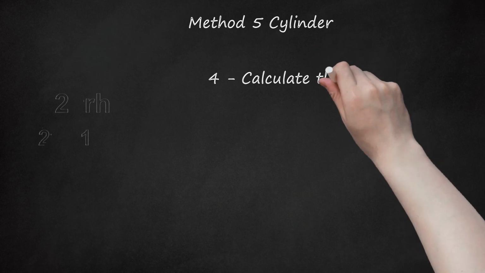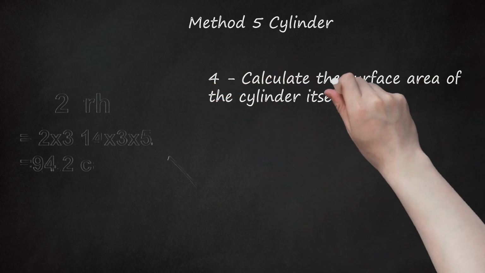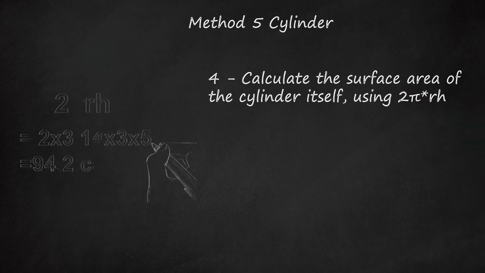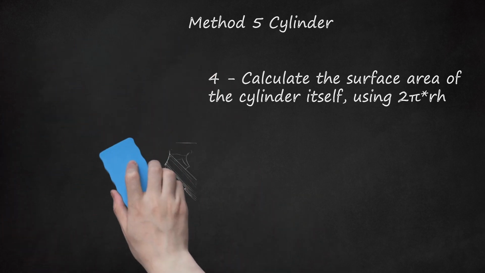4. Calculate the surface area of the cylinder itself, using 2 pi * rh. This is the formula to calculate the surface area of a tube. The tube is the space between the two circular ends of the cylinder. Multiply the radius by 2 pi and the height. Example: 2 pi * rh is equal to 2 times 3.14 times 3 times 5 is equal to 94.2 cm².